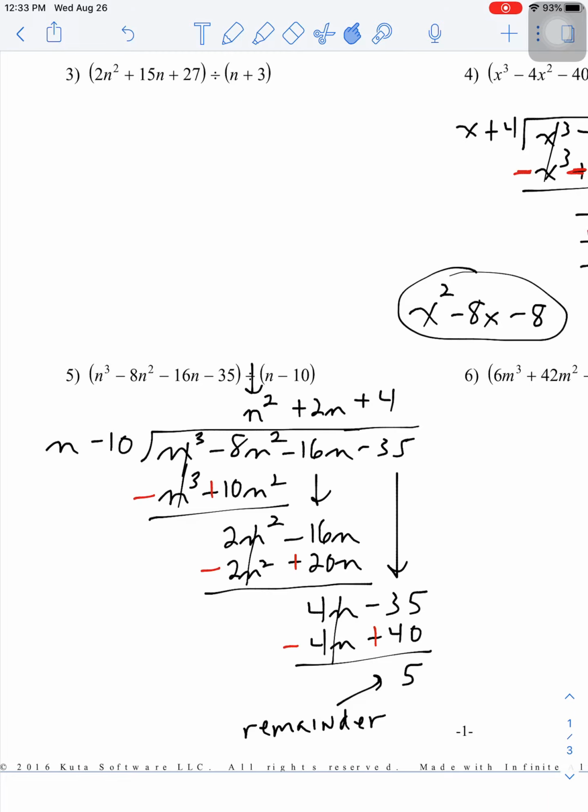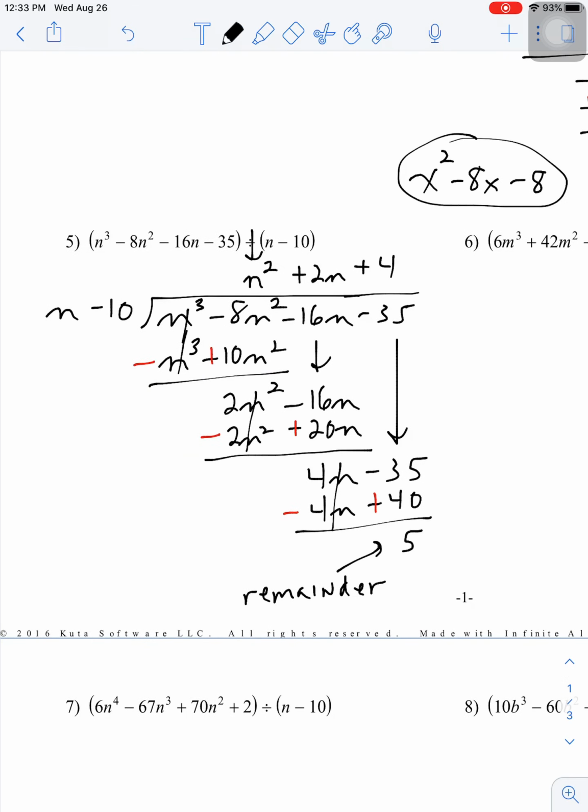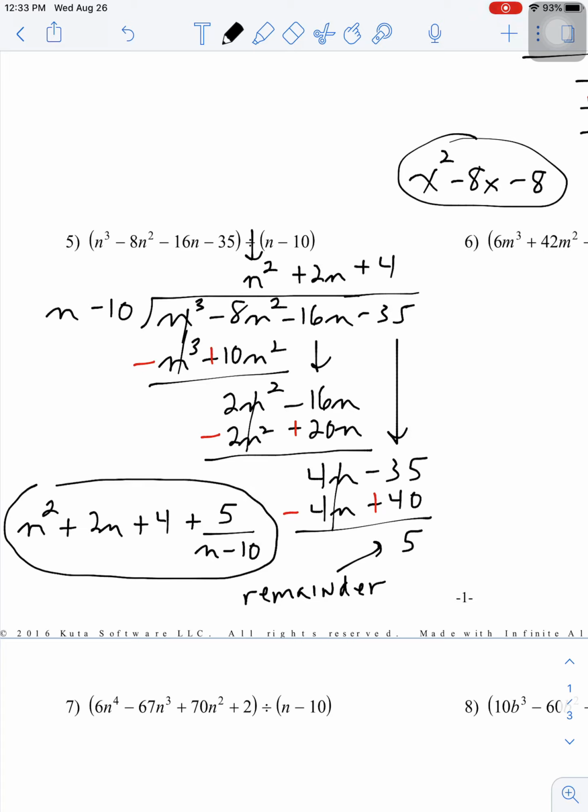Okay, there's nothing left to do with this one other than to learn how to write your answer when you have a remainder. So you're going to still use the part from up top, the n squared plus 2n plus 4, and then we take our remainder, plus 5 over what we were dividing by, which was n minus 10. So the process of the long division is the same. It's just when you have a remainder, you got to remember to toss it on at the end like I did. All right.